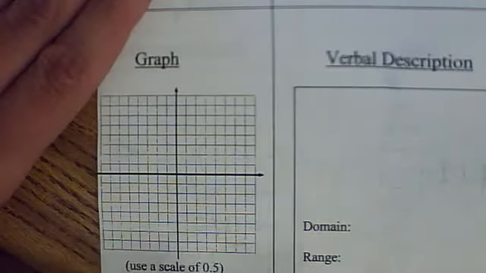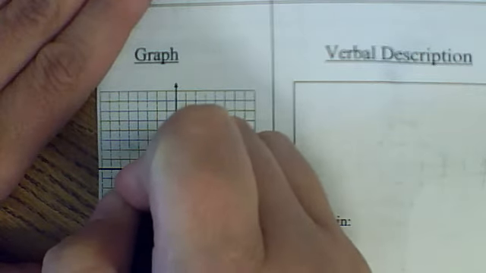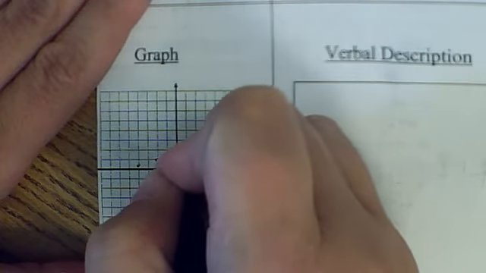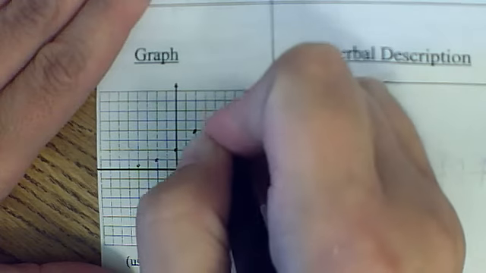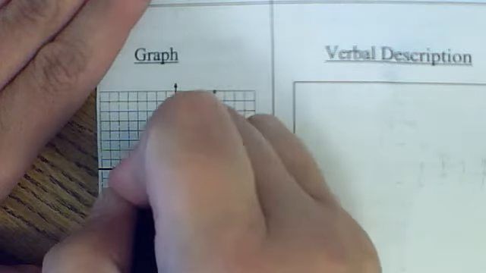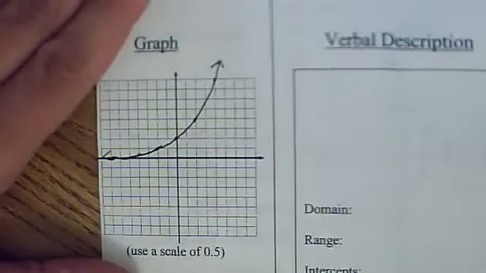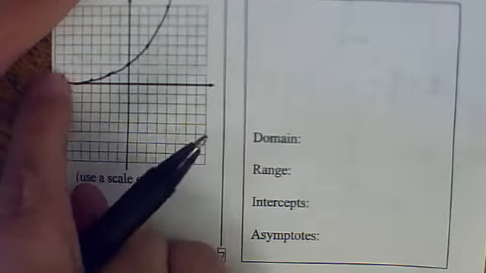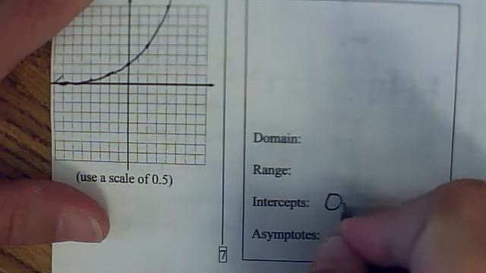So when we plot those points, again, it says use a scale of 0.5. So negative 2, positive 1/4, negative 1, 1/2, 0, 1, 1, 2, and 2, 4. When I connect those, you can see that our line is getting really close to that x-axis, but it's not going to touch it. So again, we have an asymptote. So that's where I'm going to start. My asymptote is that x-axis. The equation for the x-axis, though, is y equals 0. That's my asymptote. The intercept here is 0, 1.